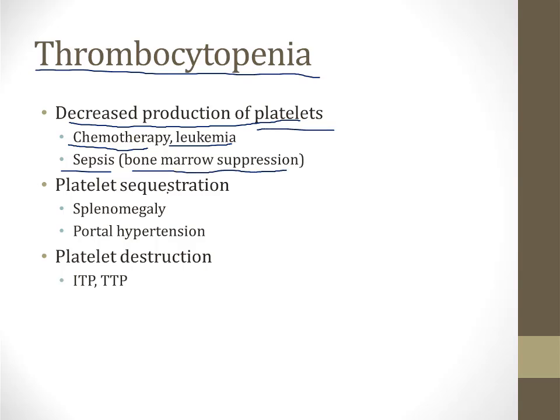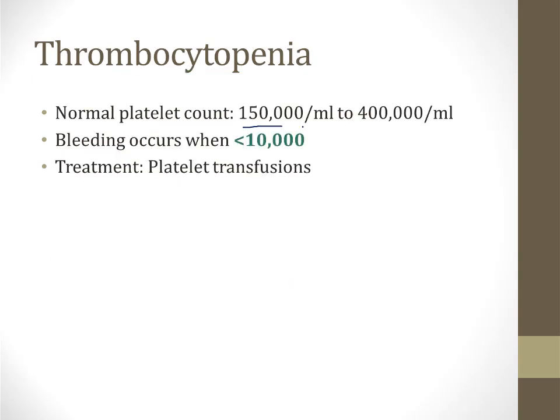Another reason patients can have thrombocytopenia is from platelet sequestration, especially in the spleen. So patients who have splenomegaly can sequester platelets in their spleen. In addition, patients with portal hypertension commonly sequester platelets in their spleen and have thrombocytopenia. And then finally, you can develop thrombocytopenia if you have increased platelet destruction, for example, from ITP or TTP, as we've been discussing. So a normal platelet count is 150,000 to 400,000, and bleeding only occurs when the platelet level gets below 10,000, so it has to get very low for bleeding to occur.